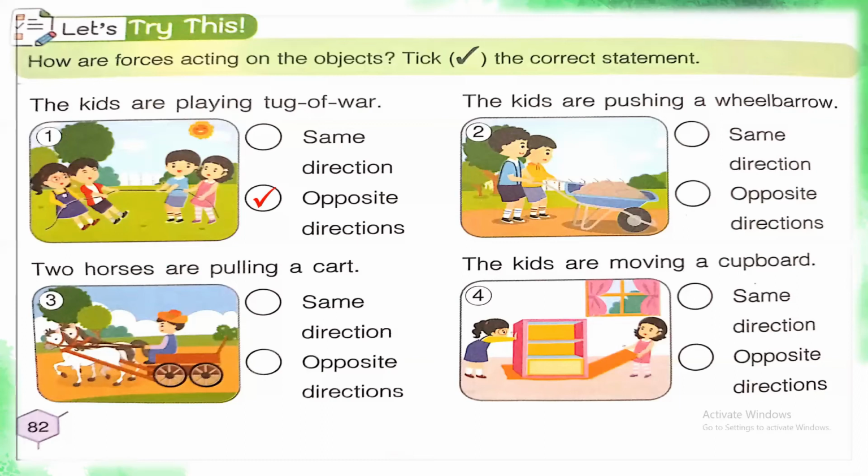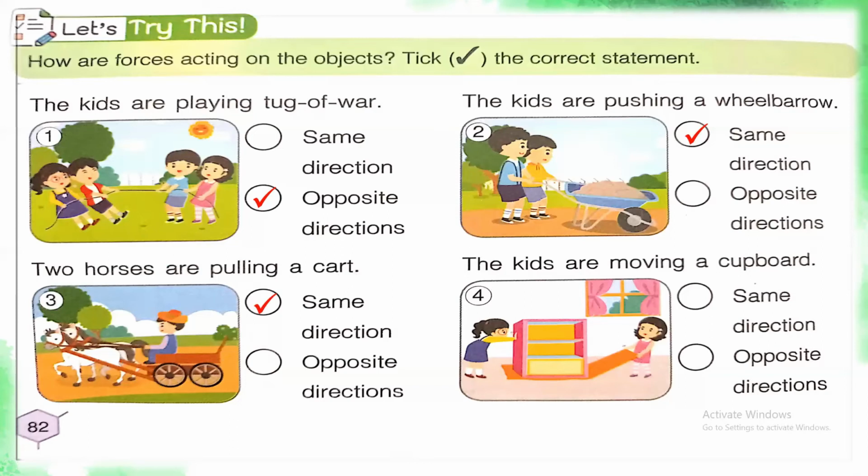For number 2, the kids are pushing a wheelbarrow going to the right. So, what is the direction of the force that they have exerted? Is it same direction or opposite directions? If your answer is same direction, you're correct. For number 3, two horses are pulling a cart going to the left. So, what is the direction of the force that they have exerted? Is it on the same direction or opposite direction? That's correct. It's the same direction.